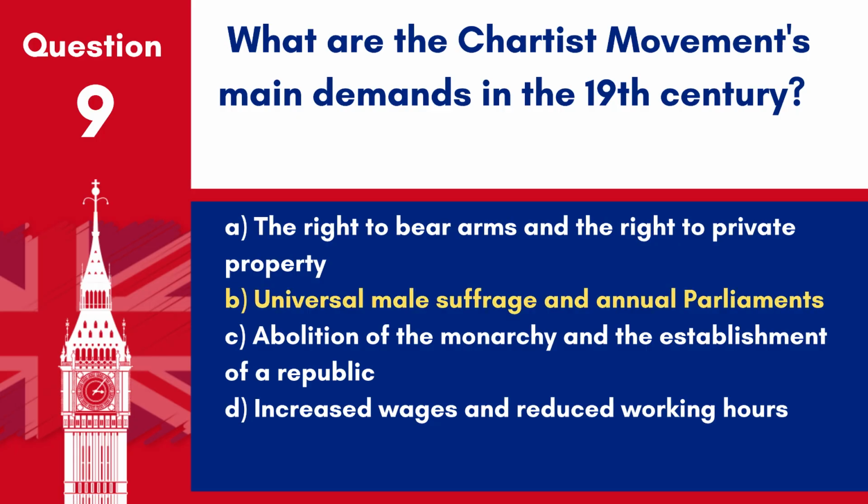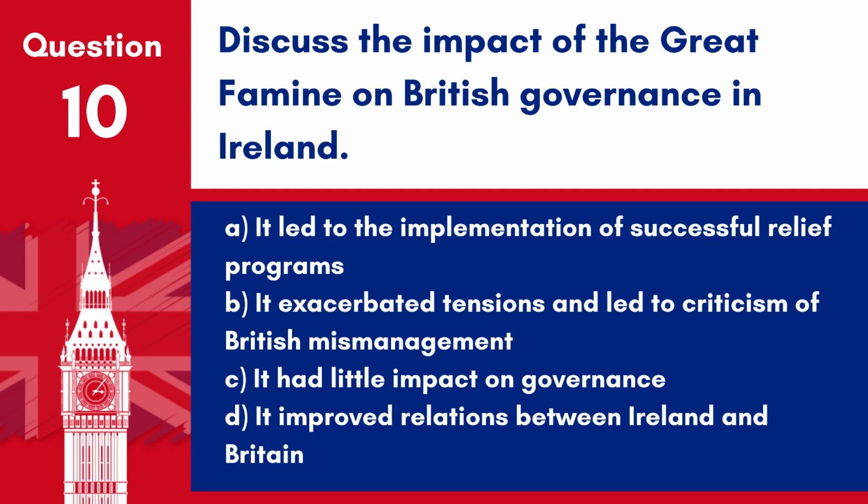Answer: B. Universal male suffrage and annual parliaments. The Chartist movement was a significant working-class political reform movement that sought to expand suffrage and make the political system more democratic. Question 10. Discuss the impact of the Great Famine on British governance in Ireland.